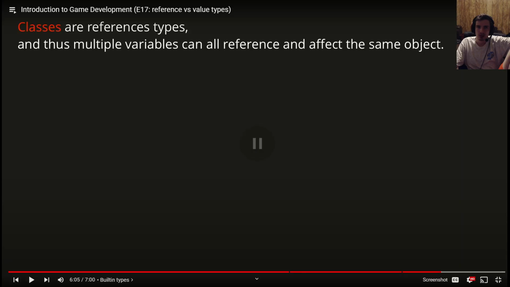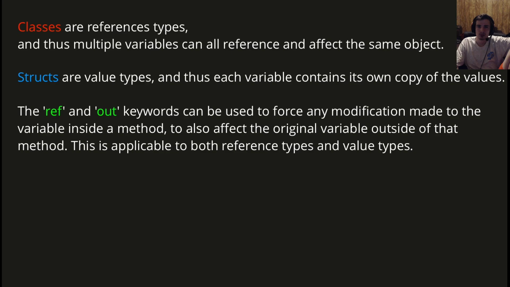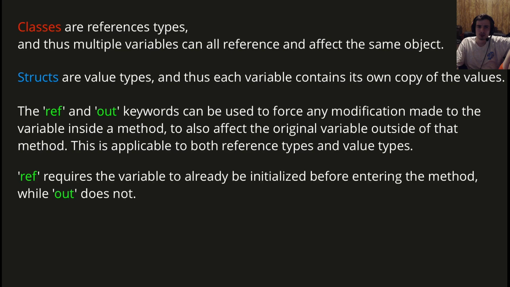For now, you just need to remember the following few things. Classes are reference types, and thus multiple variables can all reference and affect the same object. Structs are value types, and thus each variable contains its own copy of the values. The ref and out keywords can be used to force any modification made to the variable inside a method to also affect the original variable outside of that method. This is applicable to both reference types and value types. Ref requires the variable to already be initialized before entering the method, while out does not.